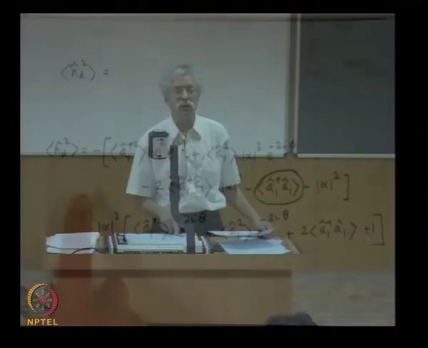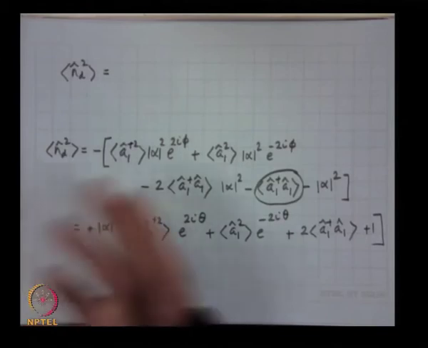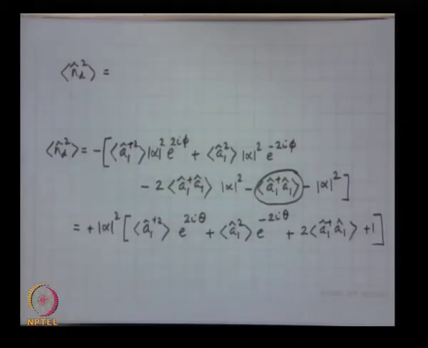Okay, so I've got expressions for the expectation value of ND and expectation value of ND square, and from here I can calculate the variance, which is expectation value of ND square minus expectation value of ND whole square. Now let's look at some examples.